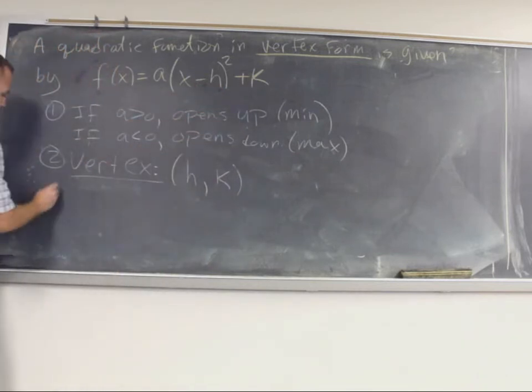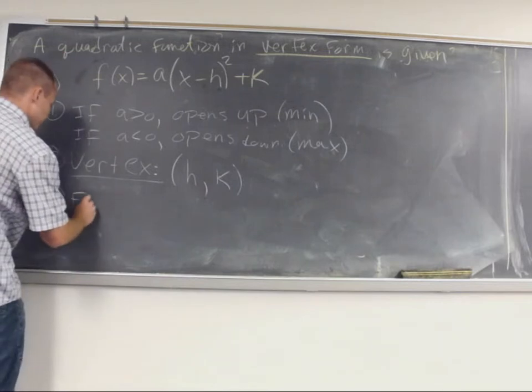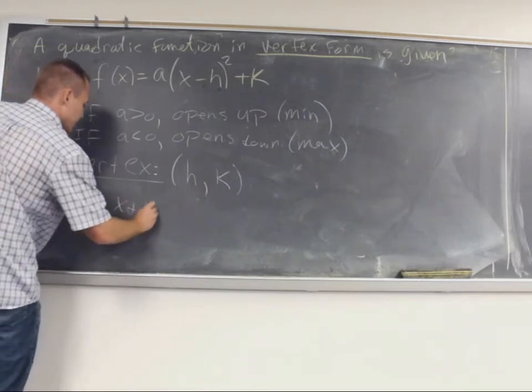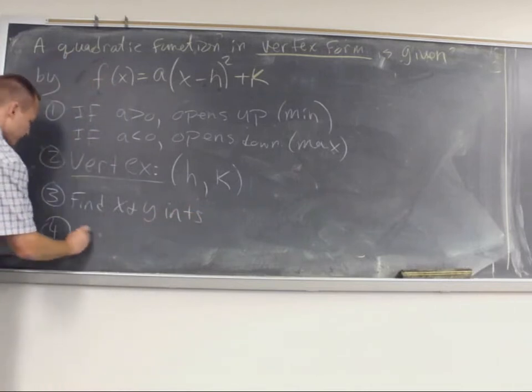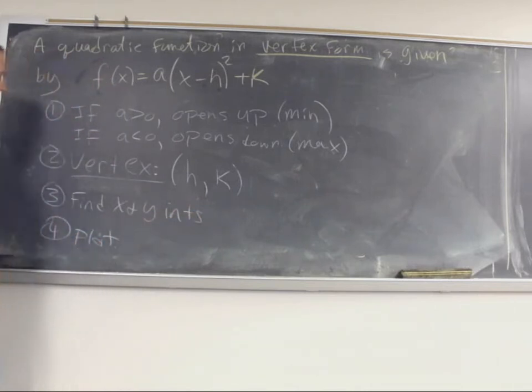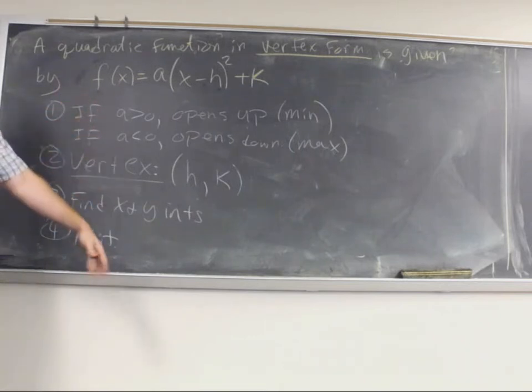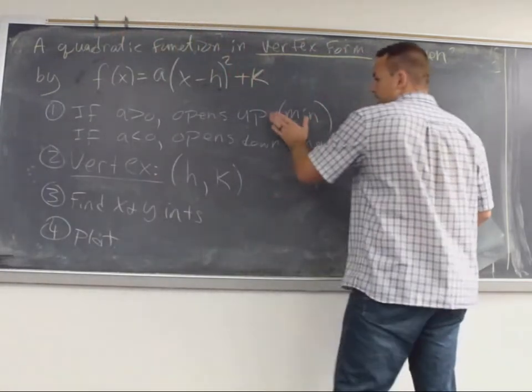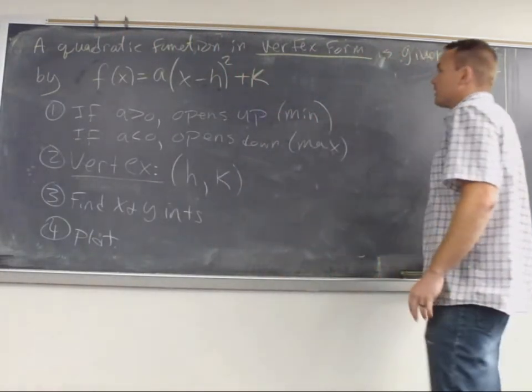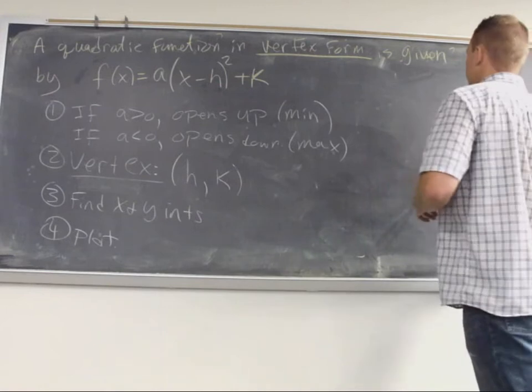Alright? And then step 3 is find x and y intercepts. 4 is plot. So nothing changed out of those. Only thing that's changing is step number 2. And so because of that, I'm just going to show you a couple examples of how to find the vertex, and I'm going to leave the whole graphing of this up to you. Because you should be able to find the x and y intercepts and plot it. Alright, so let's look at an example.